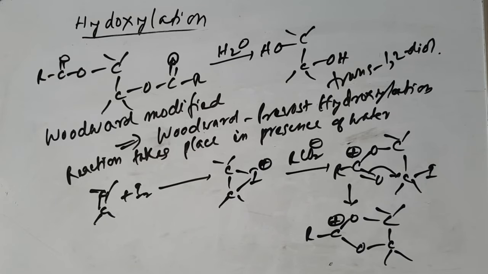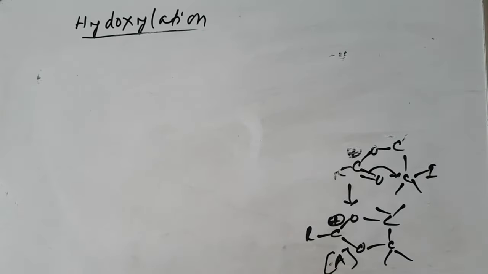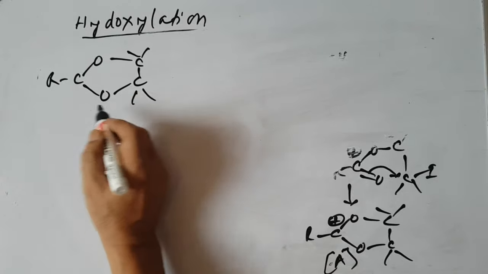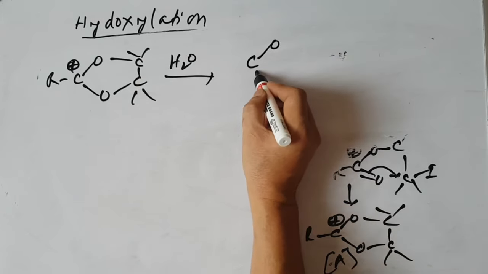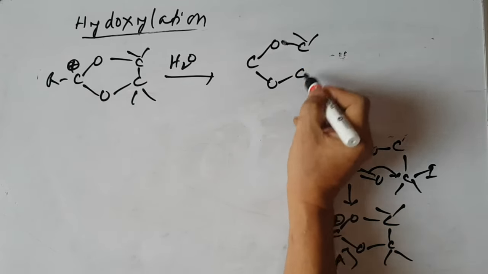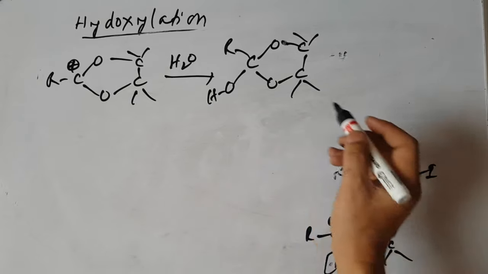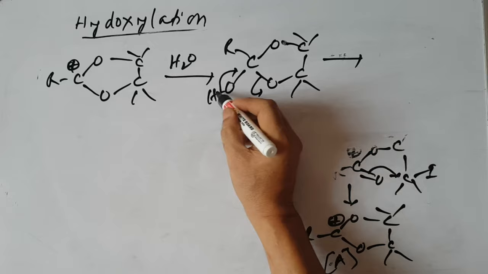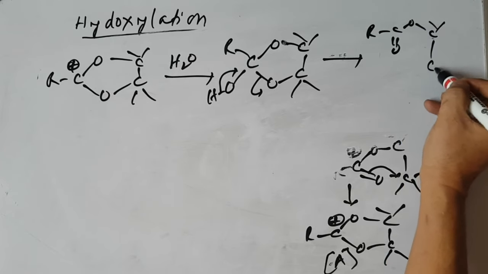Now in presence of water, this intermediate, let's say A, Woodward modified in presence of water. The reaction is this one, I'm repeating again here: R, C, O, O, C, with a positive charge. In presence of water, water attacks from this side. So R and O are here, water attacks here. The first intermediate we got is this one. Then this undergoes loss of proton, so migration takes place. So we got R, C, double bond O, O, then C, C, O negative charge.